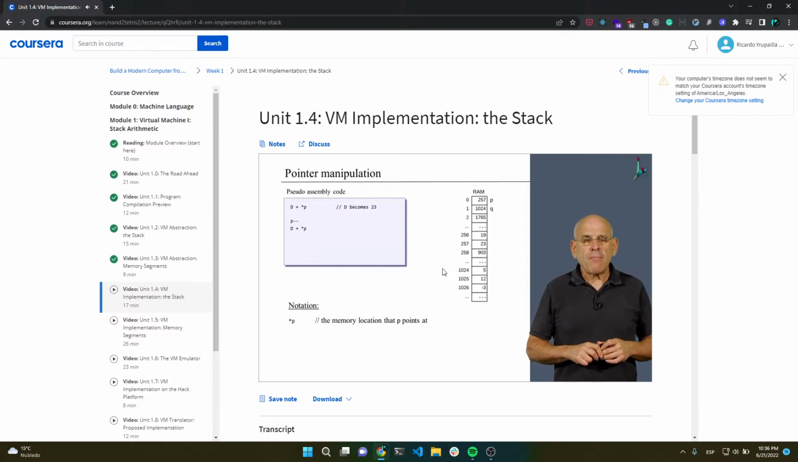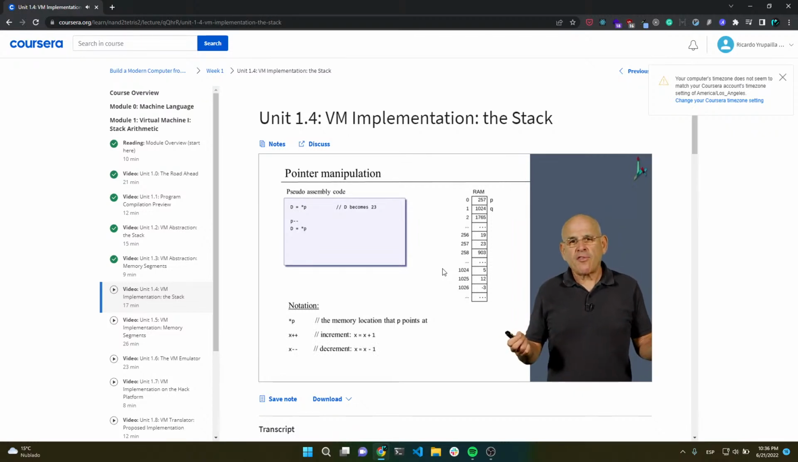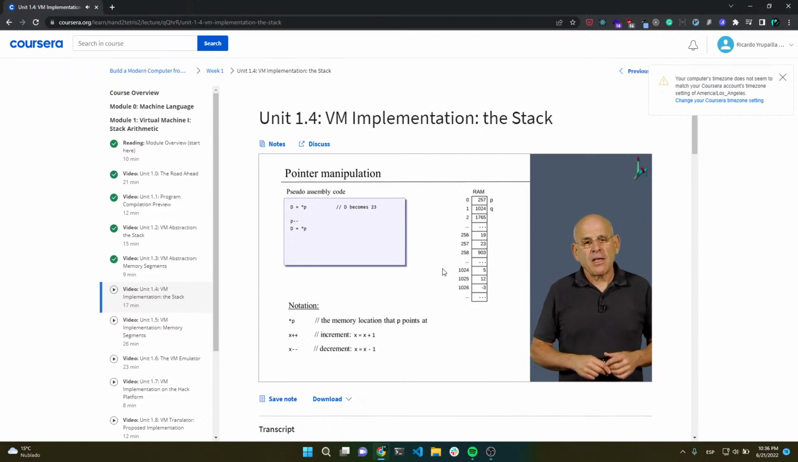What is the meaning of P minus minus and then D equals asterisk P? Well, X minus minus is shorthand for X equals X minus 1, or sort of a decrement operation, and X plus plus is the same with increment operation.